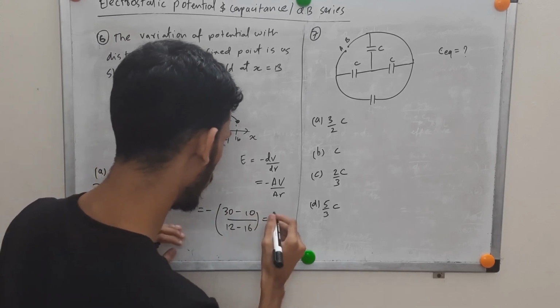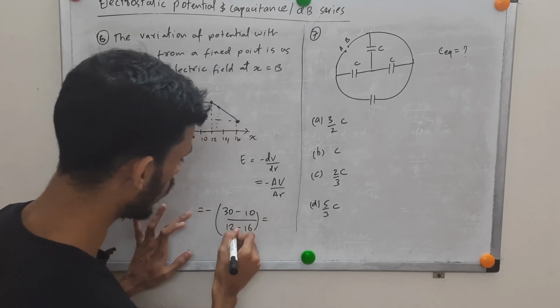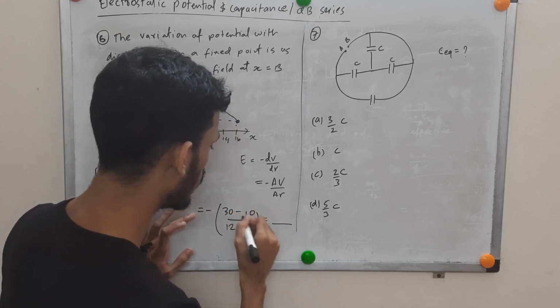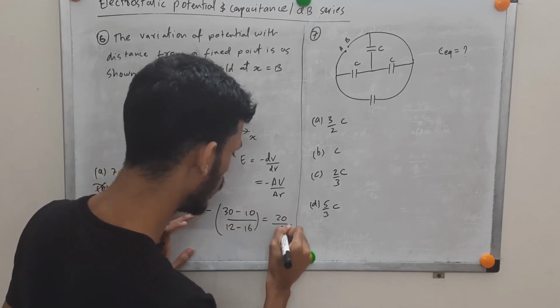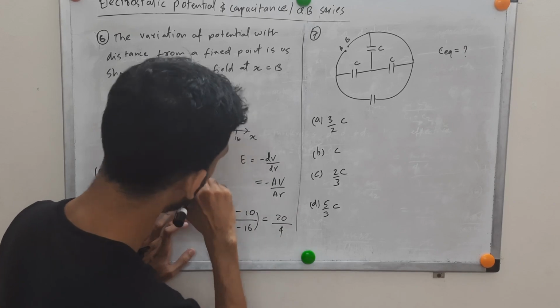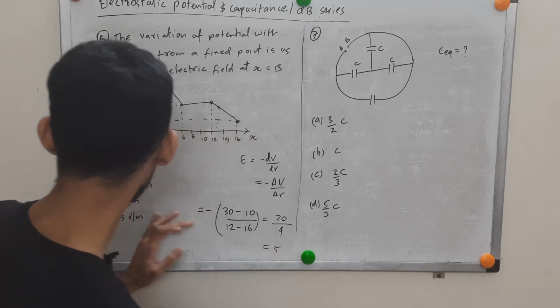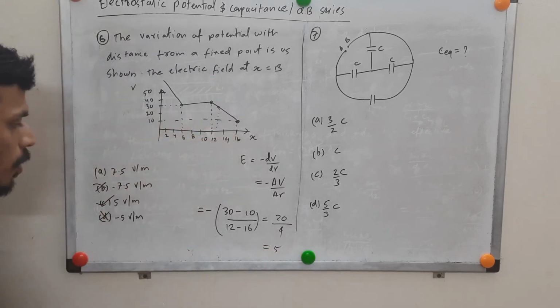So this will be your value. What is that? So this will give you the negative sign, cancel out with the outside one. So 30 minus 10 is 20, 20 by 4. This should be 5. Okay, so option B, 5 volts per meter.